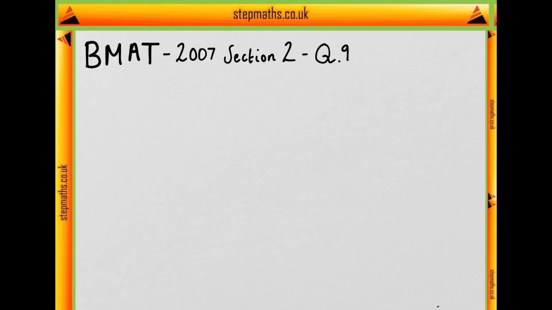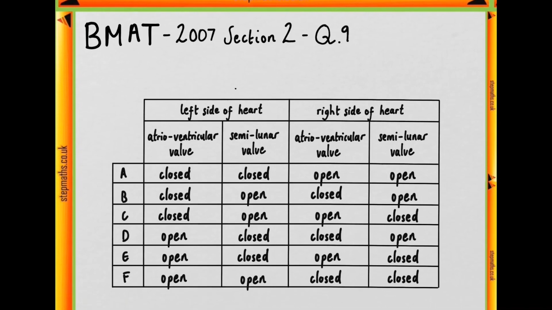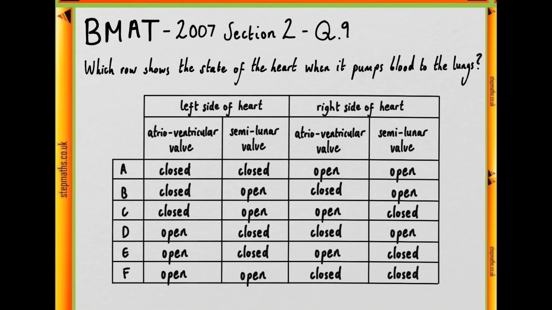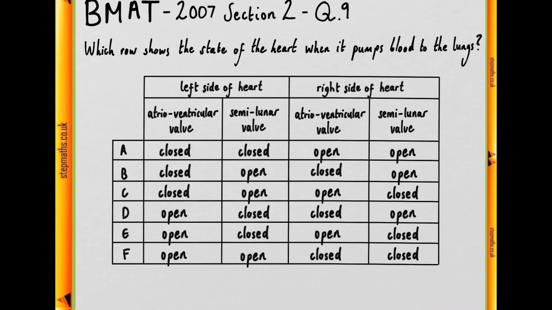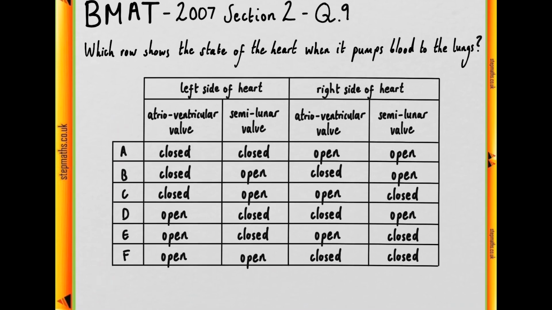In question 9, we're given the following table shown here, and we're asked to work out which of the following rows, A through F, shows the state of the heart when it pumps blood to the lungs. So, what we should do in this question, first of all, is establish some very basic facts which allows us to eliminate many of the options A through F.